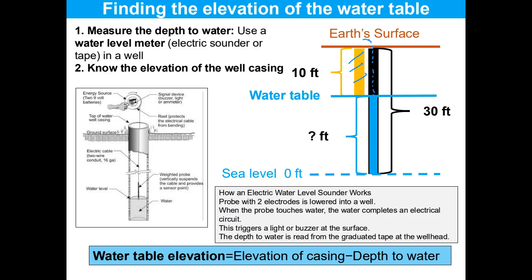When the probe touches the water, it completes the electric circuit, and once this happens, this triggers the light or buzzer at the surface. So you have a sound on your device when it touches the water, and you read the depth recorded on this instrument. Once you hear the buzzer, you can read the depth of the well.